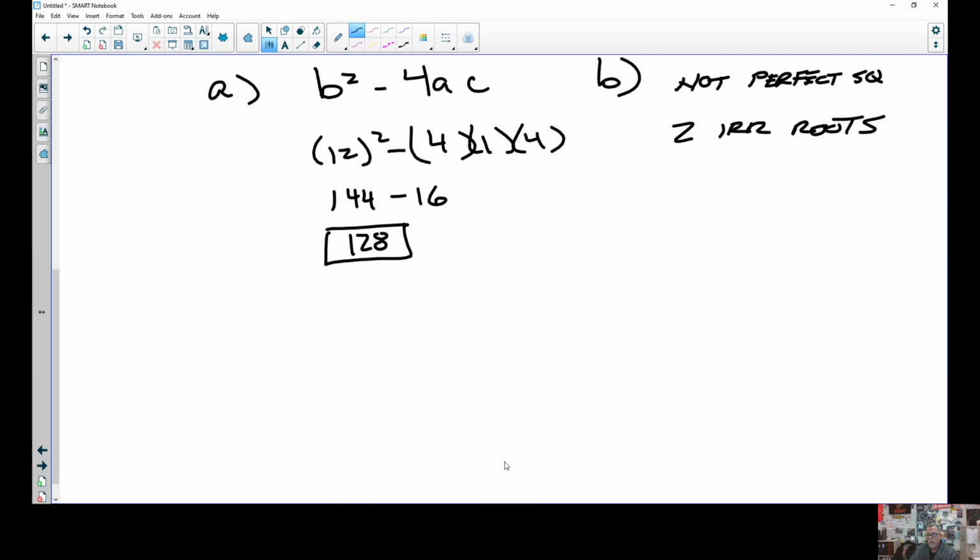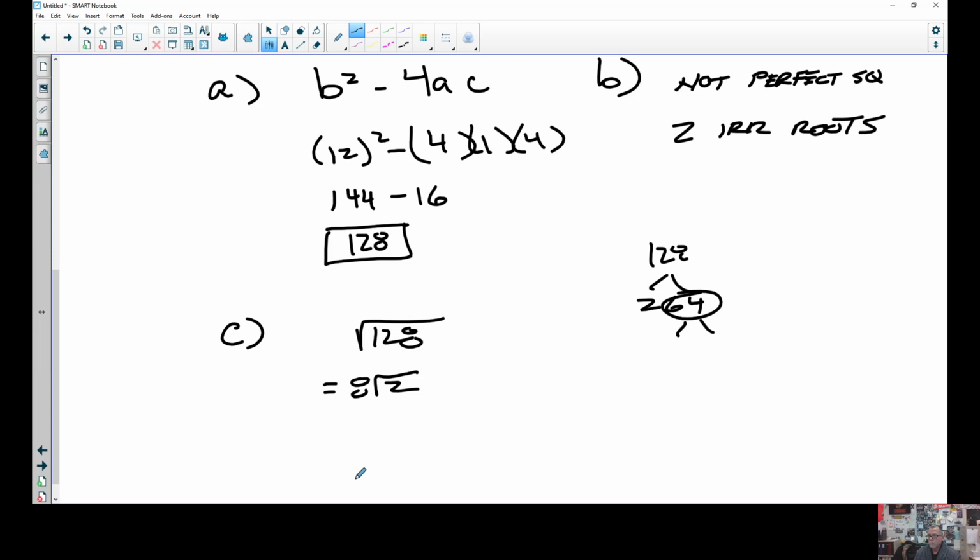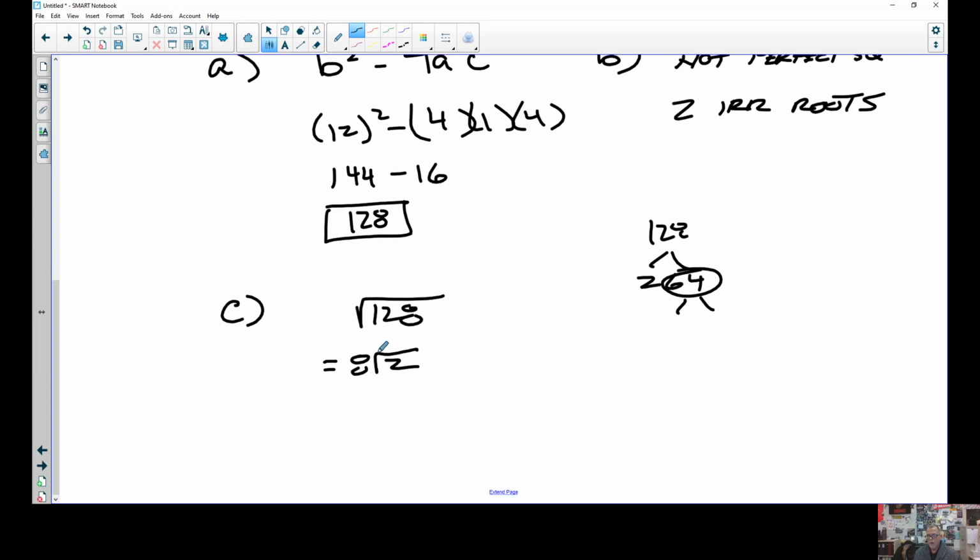For part C, it says use the quadratic formula. This is the way I do the quadratic formula. First, I find out what square root of 128 is. Remember we did that at the beginning of the chapter? We said, how do I simplify this? Well, I did 128, and I did 2 times 64, and I can see this is a perfect square right here. So I'm going to say it's 2 times 64, which would mean this is equal to 8 root 2. Yes? All right? So I've simplified this radical.